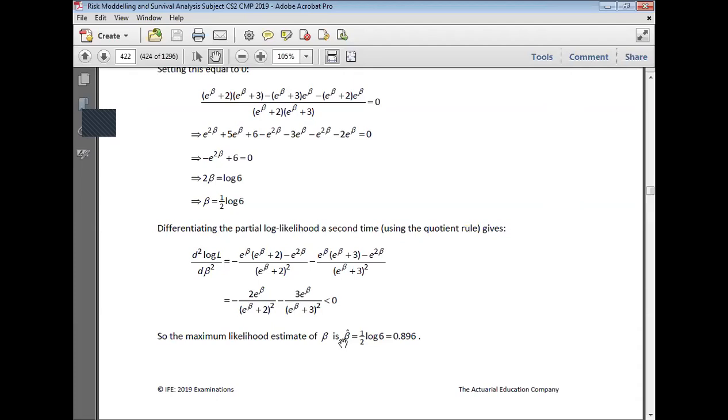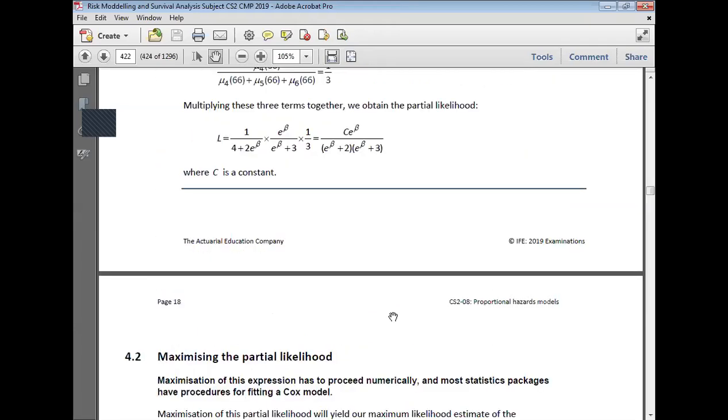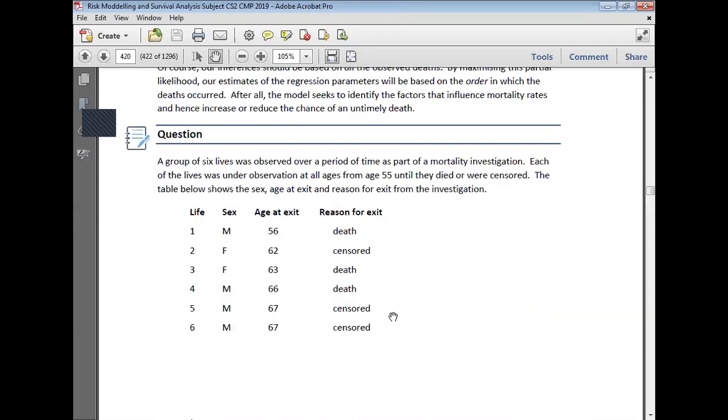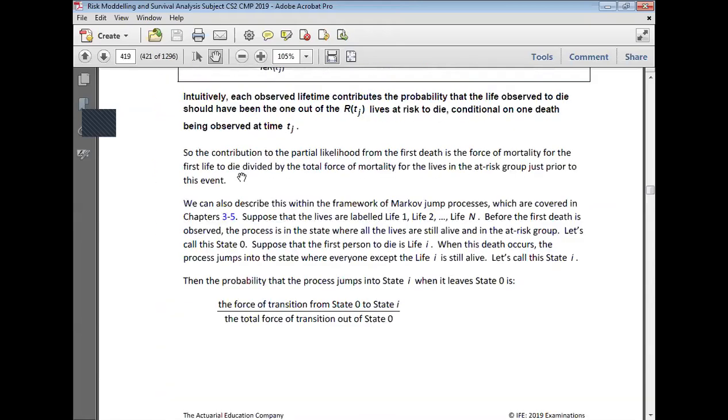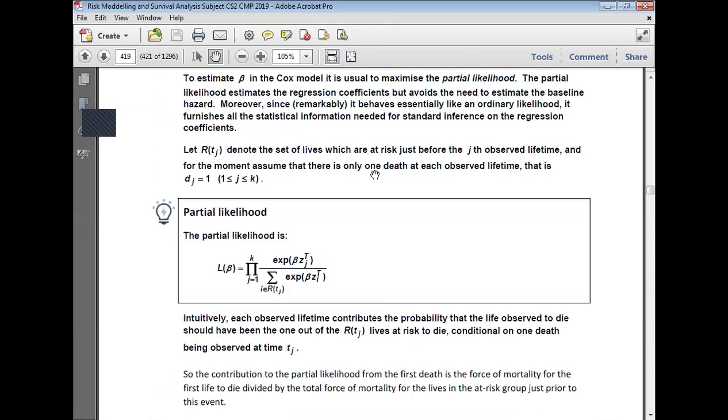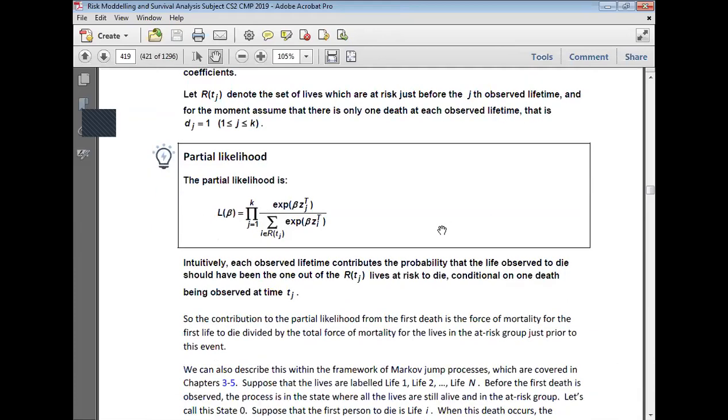Okay, so this was very easy for us. But in general, whenever things happen, it might be a bit complicated. The analysis that we just did made a very strong assumption. We assumed, for the moment, that there is only one death at each observed lifetime. We did not take into account the possibility that two people die at the same time. So if we have that, what will happen?